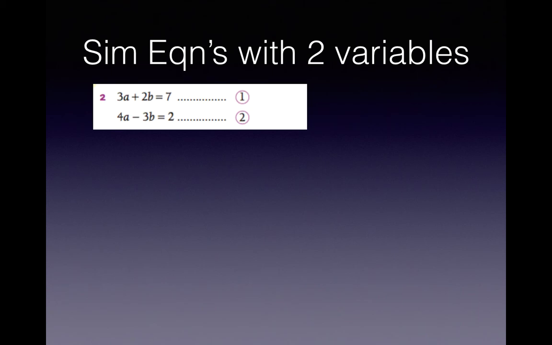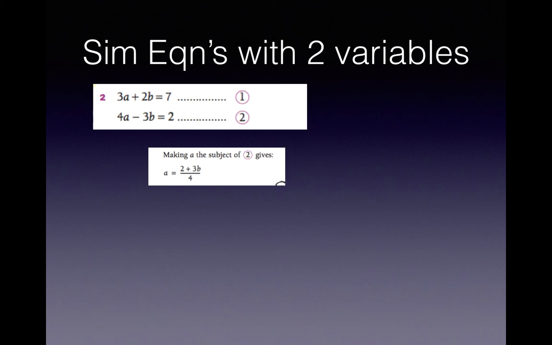Okay, a little bit harder now with the substitution method. So we have two equations, 3a plus 2b is equal to 7, 4a minus 3b is equal to 2. What you want to do is make one of the variables the subject of the equation. In this case, we take equation 2 and rearrange it, so bring the minus 3b over, it becomes plus 3b. So we have 2 plus 3b is equal to 4a, and then divide both sides by 4. So a is the subject of that equation.